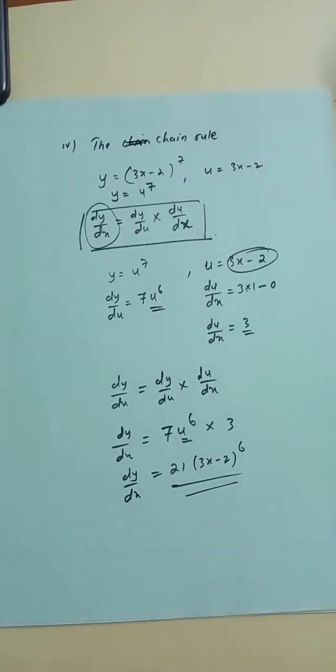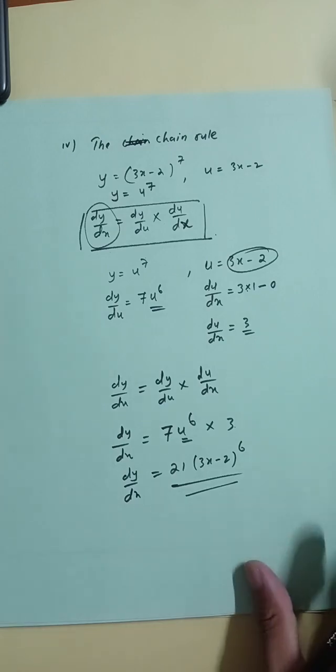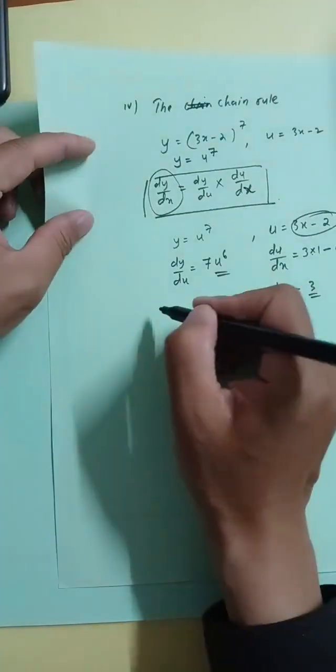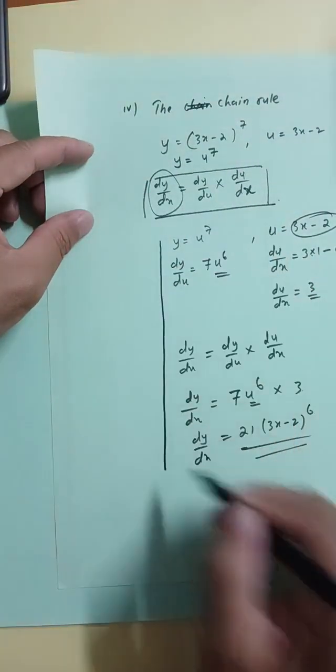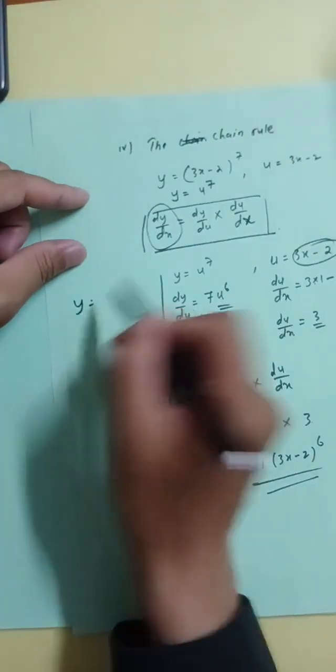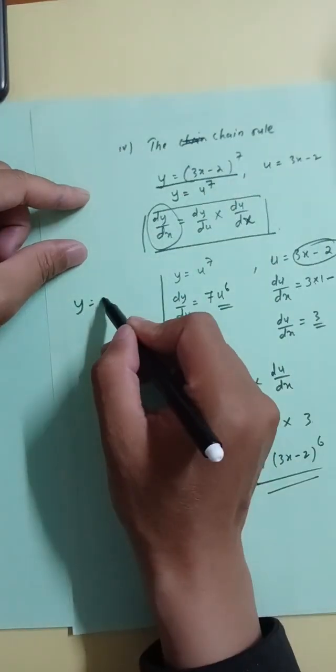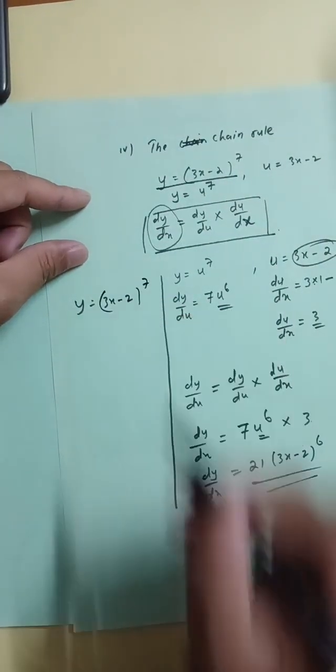Now the second method. Interesting. In the second method, applying the chain rule is very short. If I have y equal to the initial function, you'll get (3x minus 2) whole raised to 7.